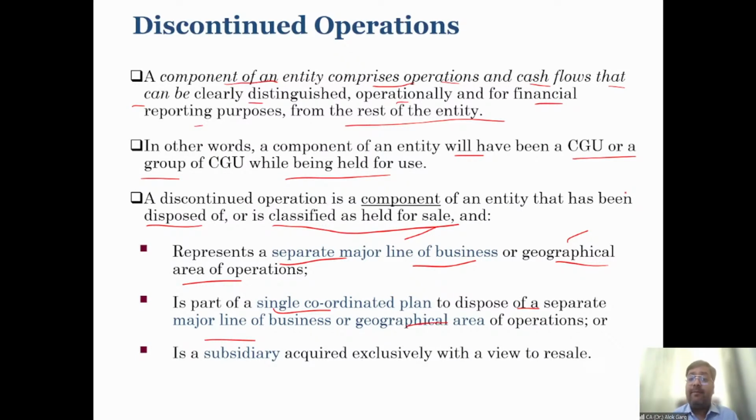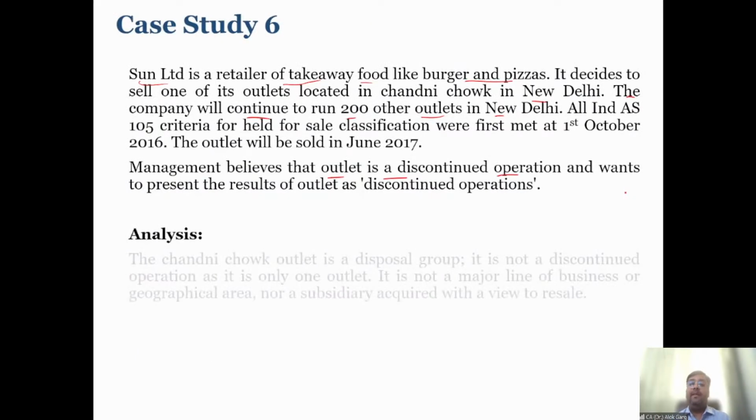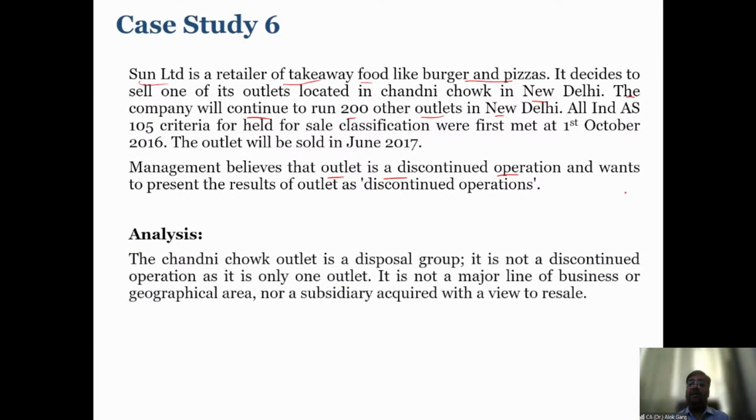So is it a separate major line of business? Answer is no. Is it a discontinuation of a geographical area of operation? Answer is no. Is it part of a single coordinated plan to dispose of a separate major line of business? Answer is no. It is not written in the question. Is it a single plan to discontinue a geographical area of operation? Answer is no. Is it a subsidiary acquired exclusively for resale? Answer is no. So it is not a discontinued operation, as it is only one outlet. It is a disposal group. It is not a major line of business or geographical area, nor a subsidiary acquired with a view to resale.